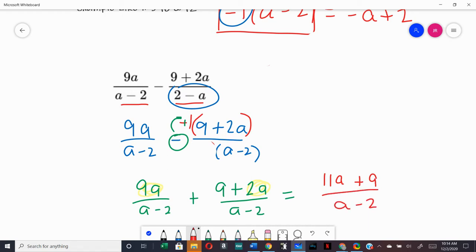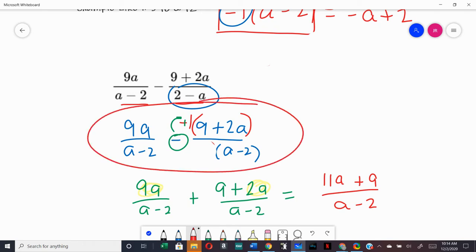Now, what do you have to show for work? Show this step where you applied the negative from the denominator to the numerator, and then show the final step where you added your like terms. So I hope this helps you with numbers 10 and 12.